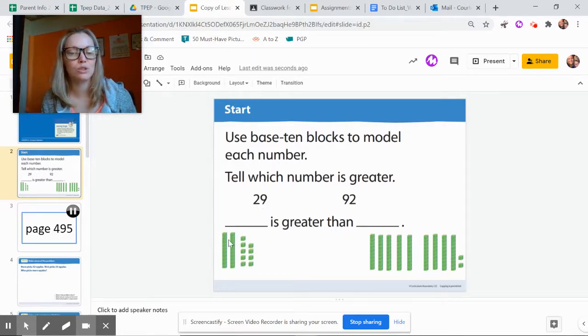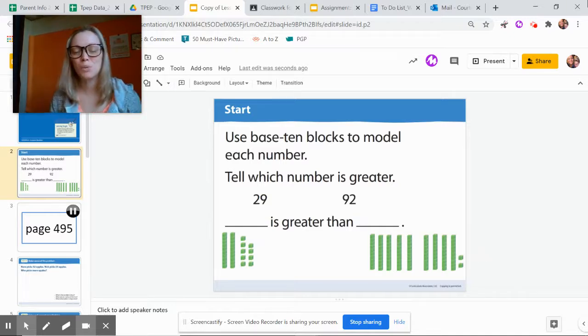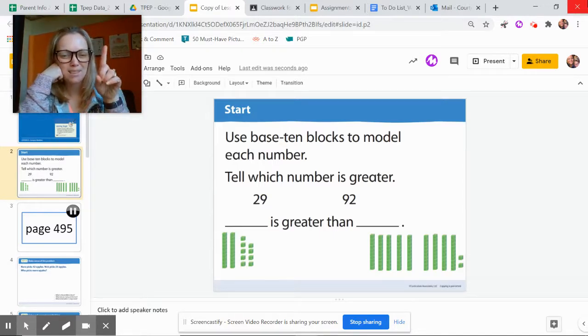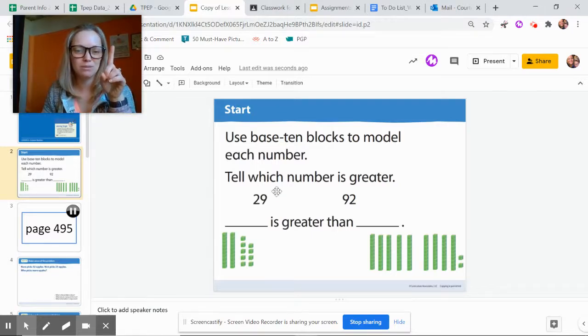29 is made out of 2 tens, which is worth 20, and 9 ones. 92 has 9 tens, which is worth 90, and 2 ones. So which one do you think is greater? Show me a 1 if you think the first number, 29, is greater. Show me a 2 if you think 92 is greater.